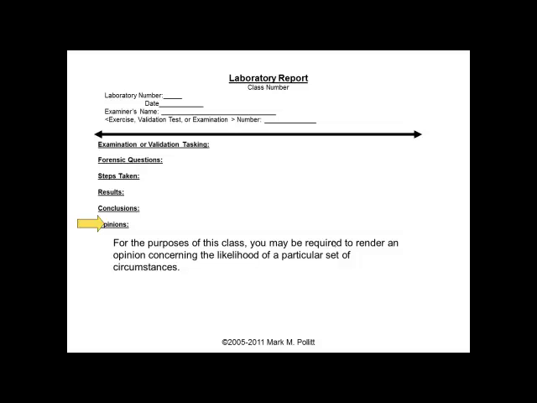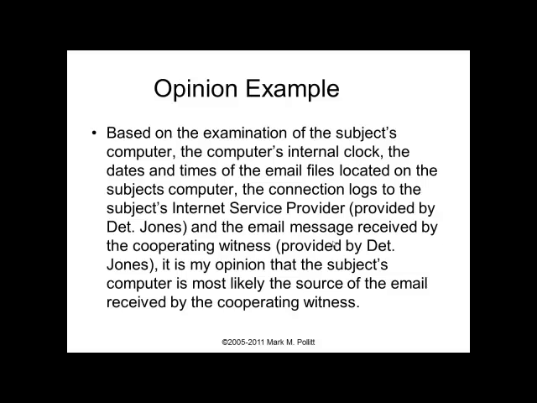Now, opinions, on the other hand, are a little bit fuzzier. An example in this particular case: based on the examination of the subject's computer, the internal clock, the dates, the times, etc., it is my opinion that the subject's computer is most likely the source of the email received by the cooperating witness. That leaves the door open to the fact that there are alternative ways that these things could have happened, and the answer is yes.